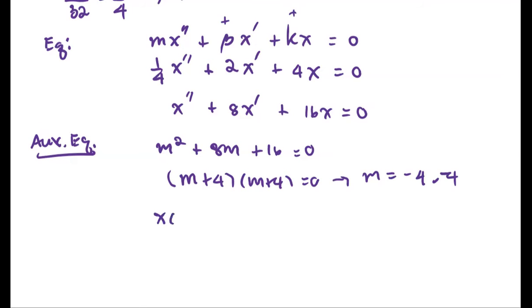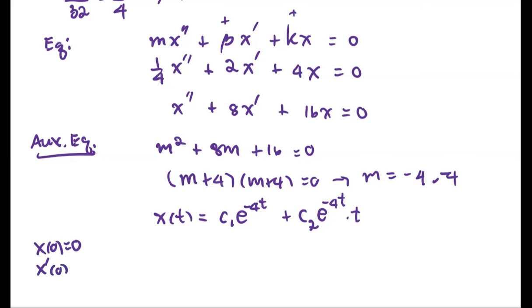Therefore, the position equation is going to be x of t equals c1 e to the negative 4t plus c2 e to the negative 4t, but we make it linearly independent, so multiply by another independent variable t. Using x at 0 equals 0 and x prime at 0 equals negative 3.